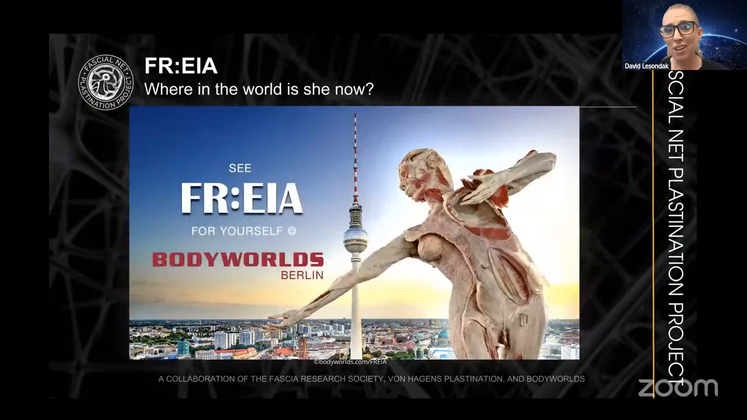You can see Freya for yourself. She's on permanent exhibit in Berlin at the Body Worlds exhibit that is right at the base of the TV tower, which is a very famous landmark in Berlin that you can see from just about anywhere in the city. If you happen to get there, I highly recommend having lunch in the tower so you can see. And then afterwards, you go down and see Freya in this exhibit space there.